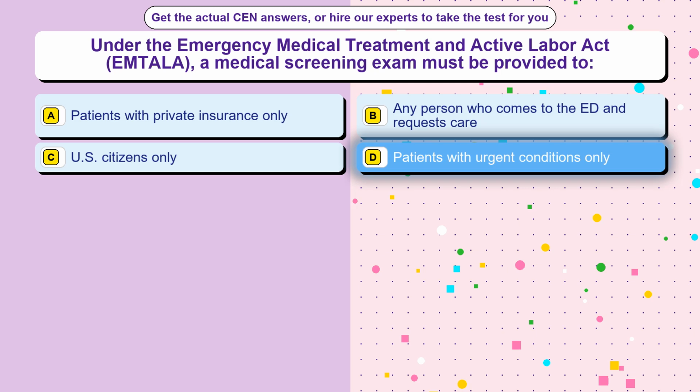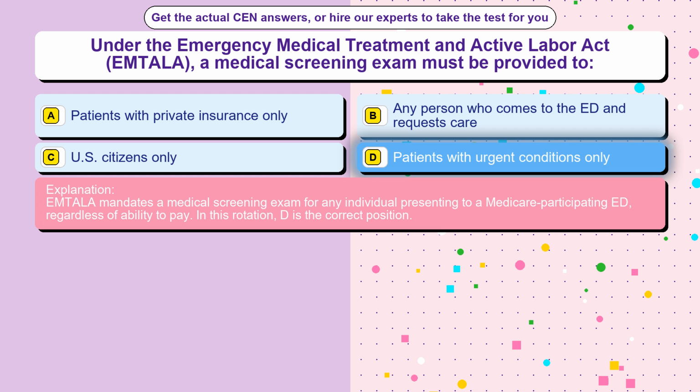The correct answer is option D, patients with urgent conditions only. EMTALA mandates a medical screening exam for any individual presenting to a Medicare participating ED, regardless of ability to pay. In this rotation, D is the correct position.